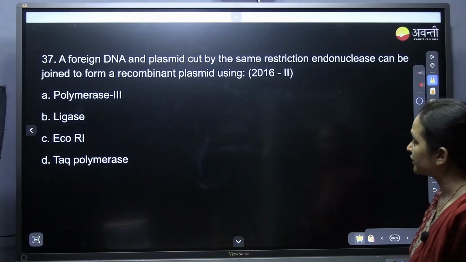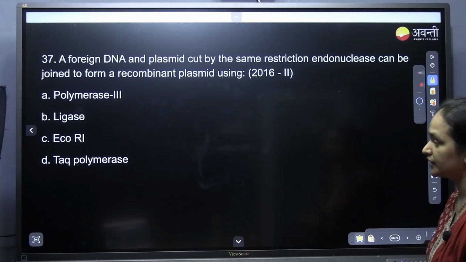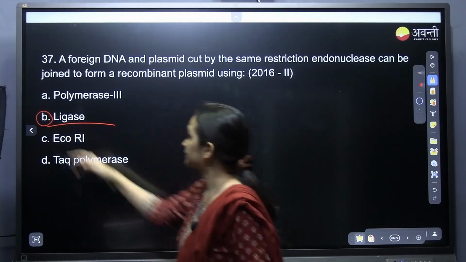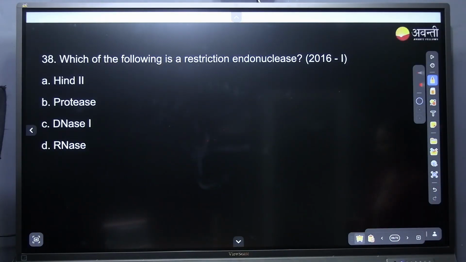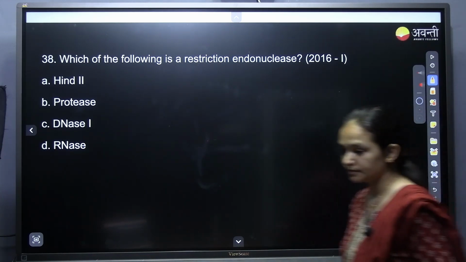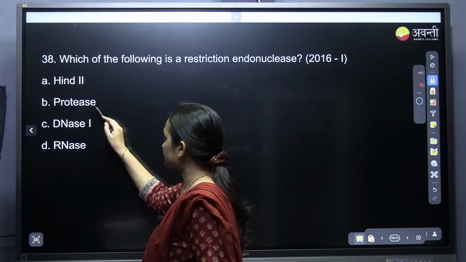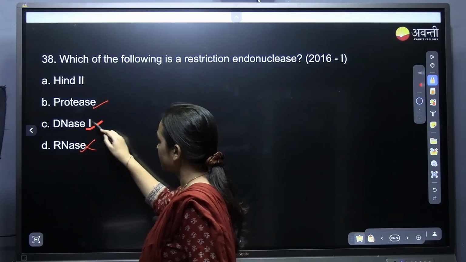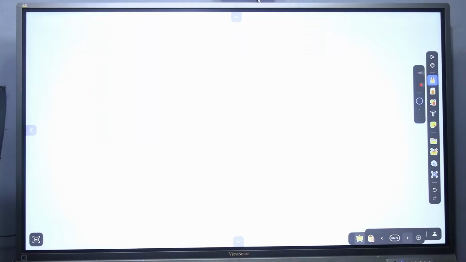A foreign DNA and plasmid cut by the same restriction endonuclease can be joined to form a recombinant plasmid using ligase. Which of the following is a restriction endonuclease? Protease, DNase, RNase: protease degrades protein, DNase degrades DNA, RNase degrades RNA. So these are not the restriction enzymes. HindII is a restriction enzyme which was first discovered, by the way.